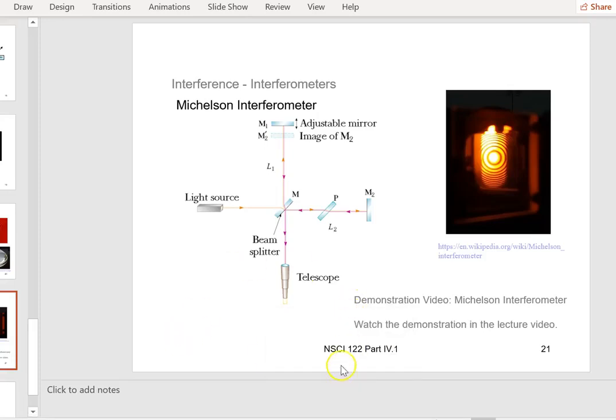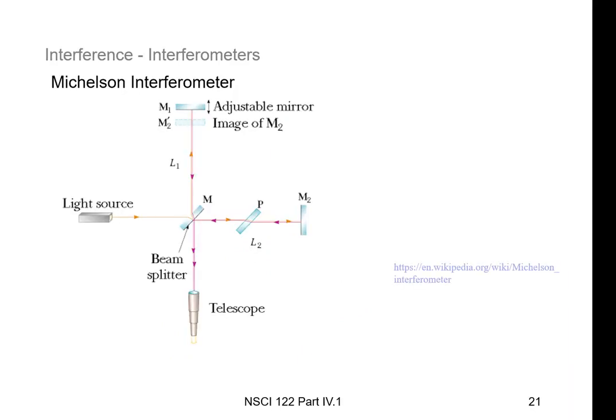Hey everybody, welcome back. So what we're going to do today, in this video, is look at an application of interference, and that is a device called an interferometer. An interferometer is a device that utilizes interference of light to measure some quantity.